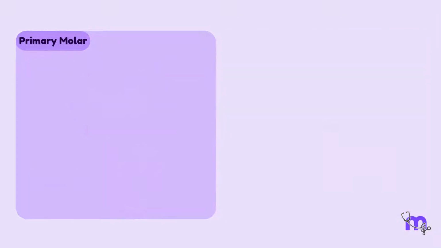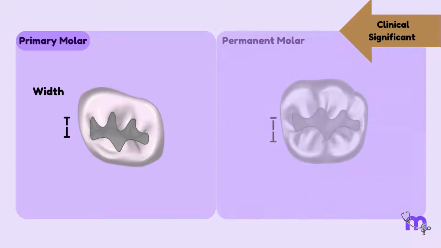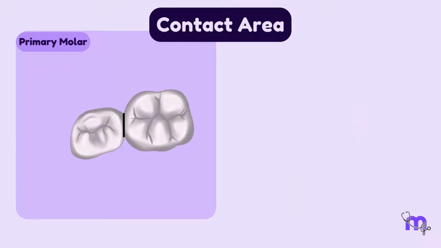convergence. This difference is clinically significant because the width of the cavity is limited in the case of occlusal cavity preparation in the primary molar. The relatively flat proximal surfaces of primary molars made a broad contact area with the adjacent teeth.